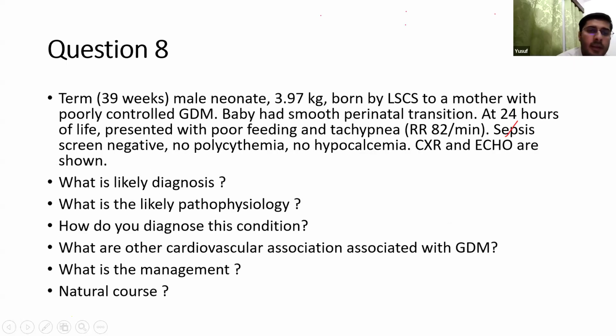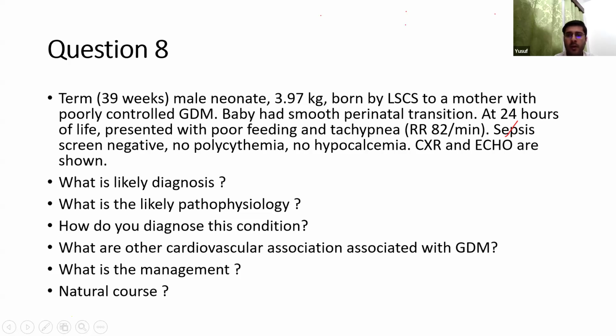The next question is basically a 39-weeker male neonate, 3.97 kg, born by LSCS to a mother who had poorly controlled gestational diabetes mellitus. The baby had smooth perinatal transition. However, during your rounds, you notice that at 24 hours of life, this baby is having poor feeding and tachypnea. So you did a sepsis screen, you ruled out sepsis, you did a check for polycythemia, you ruled out polycythemia.